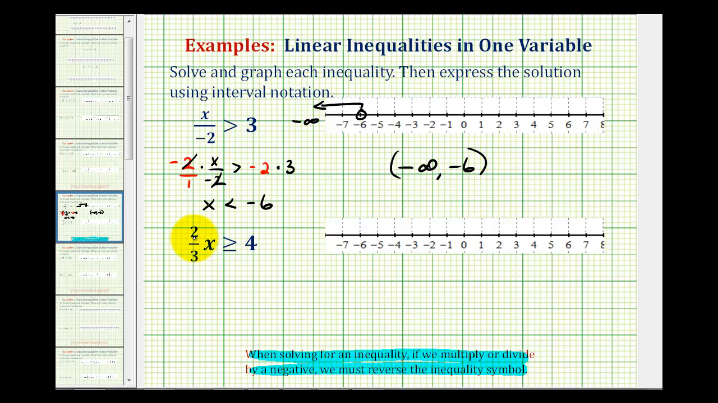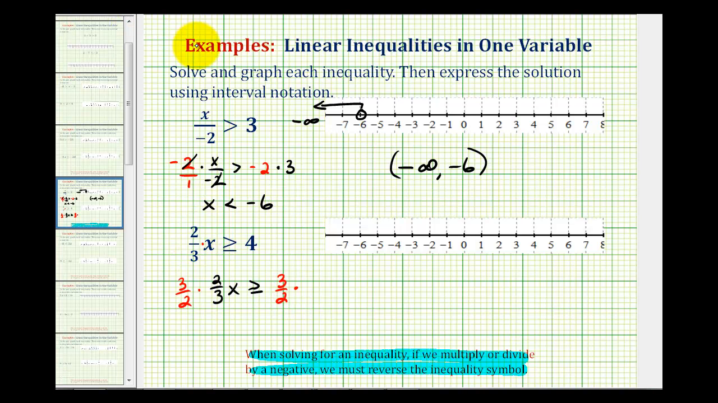Looking at our second example, we have 2/3 times x is greater than or equal to +4. Now because the 2/3 and the x are connected by multiplication, we're probably thinking we should divide both sides by 2/3. But remember, dividing by 2/3 is the same as multiplying by the reciprocal, which means in this case we'll multiply both sides by 3/2, the reciprocal of 2/3. We'll go ahead and write 4 as 4 over 1.